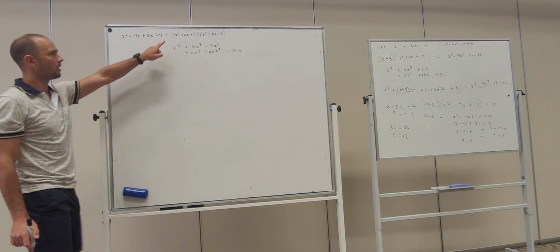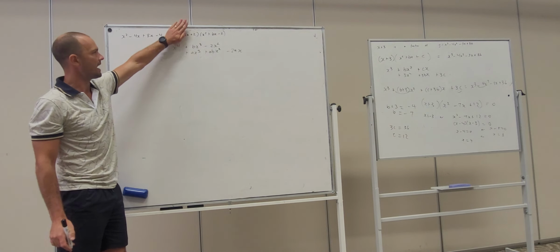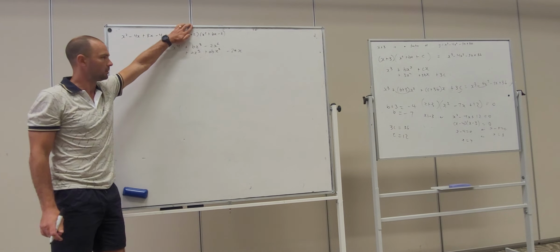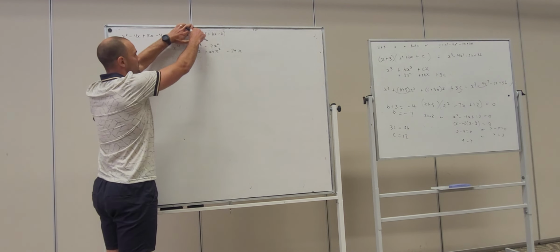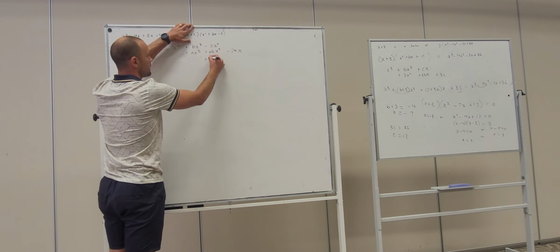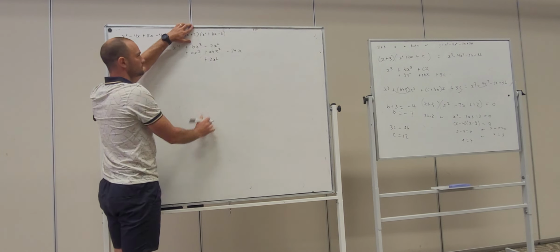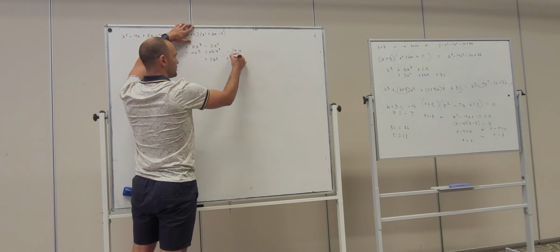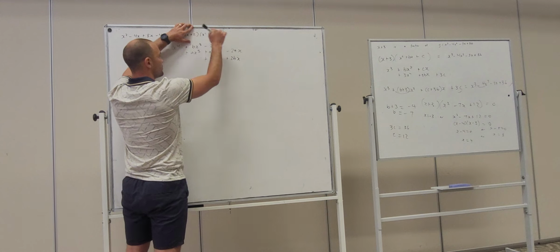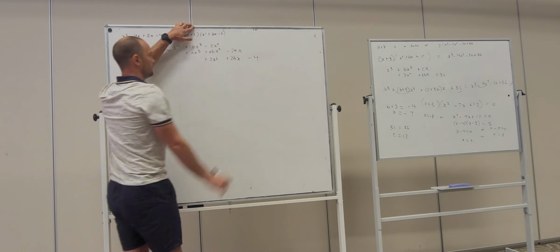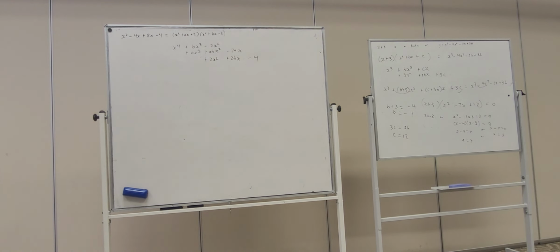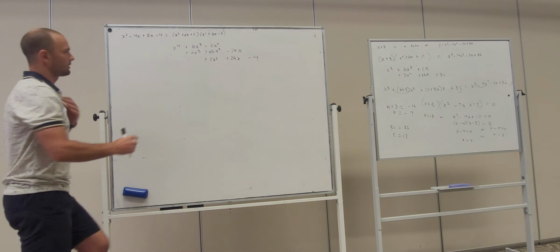So I've multiplied the x squared through, I've multiplied the ax through, now I'm ready to multiply the 2 through. So 2 times x squared gives me 2x squared. 2 times bx will give me plus 2bx. And 2 times minus 2 will give me minus 4. So we've staggered it, we've got 3 rows there. We're going to collect the like terms.